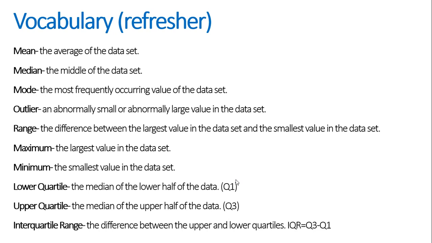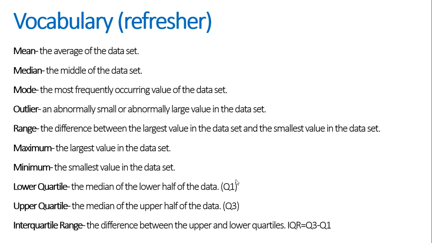And if I take the median of the right side of my data set, to the right of my median, I can find my upper quartile, or Q3. Something to keep in mind is that lower quartile is referred to as Q1, and upper quartile is referred to as Q3.